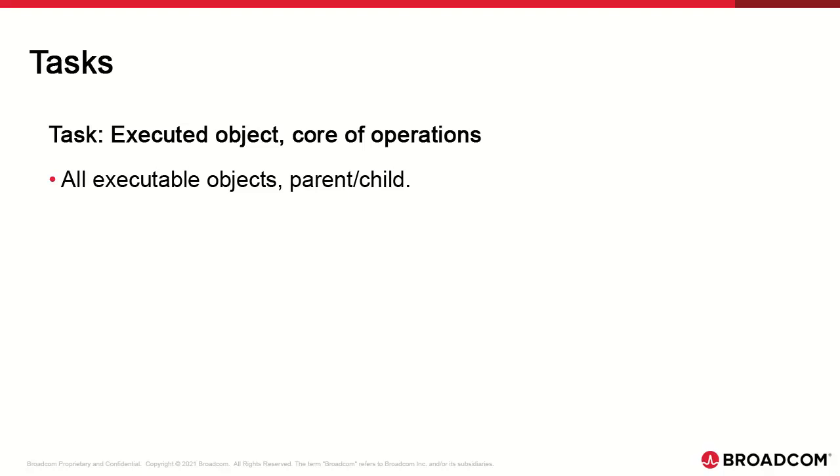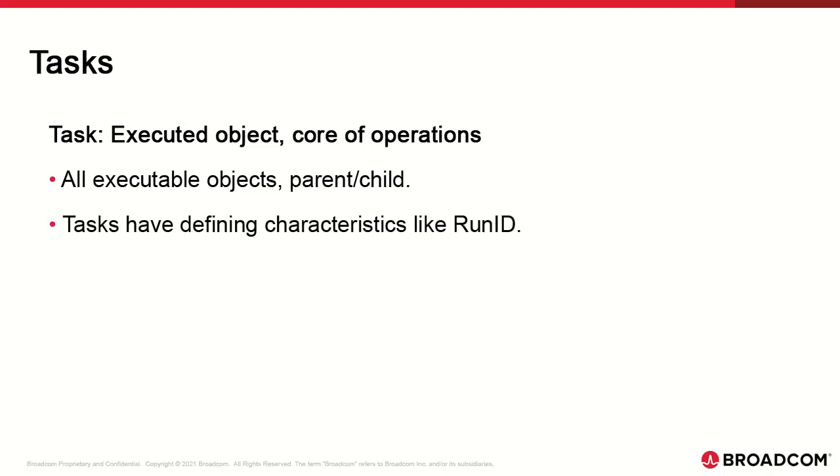We have different types of tasks for different types of objects. Some, like jobs and file transfers, are standalone. They perform a unit of work. Others, like workflows and schedules, are compounds. They integrate standalone objects to achieve certain goals, like sequencing and automation. Compound objects generate parent tasks, and the objects they contain are child tasks. Each task has defining characteristics like state of activation, current status, task ID, start time, end time, and so forth.